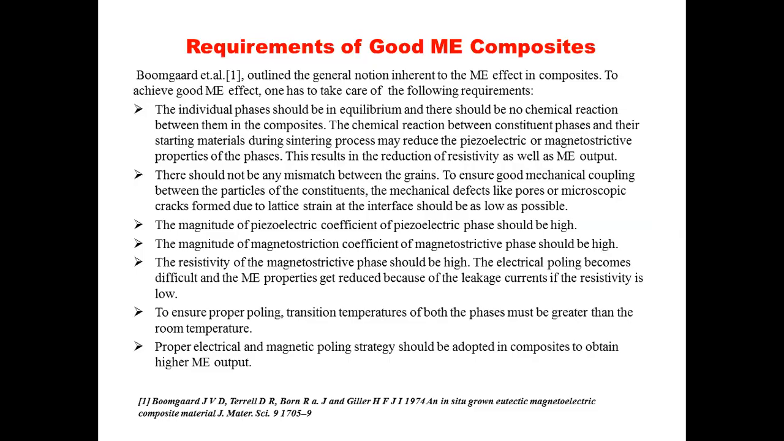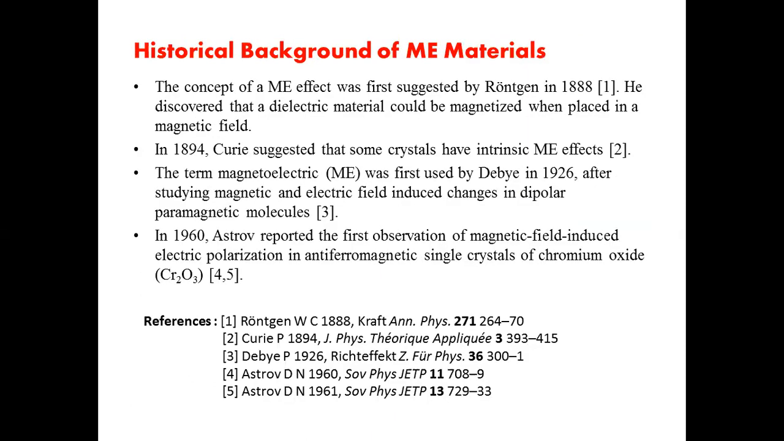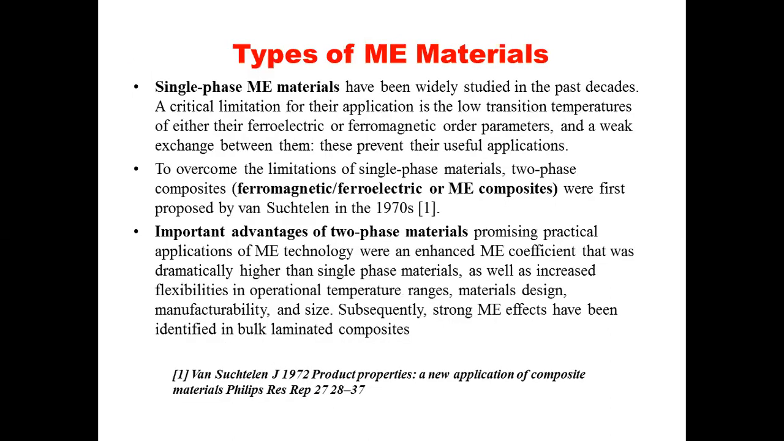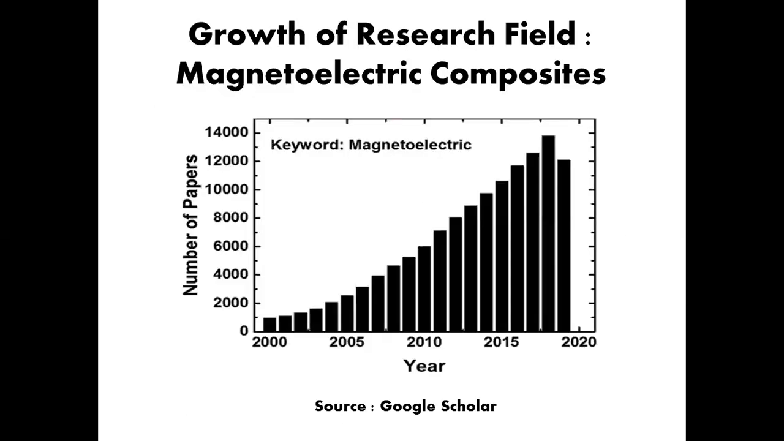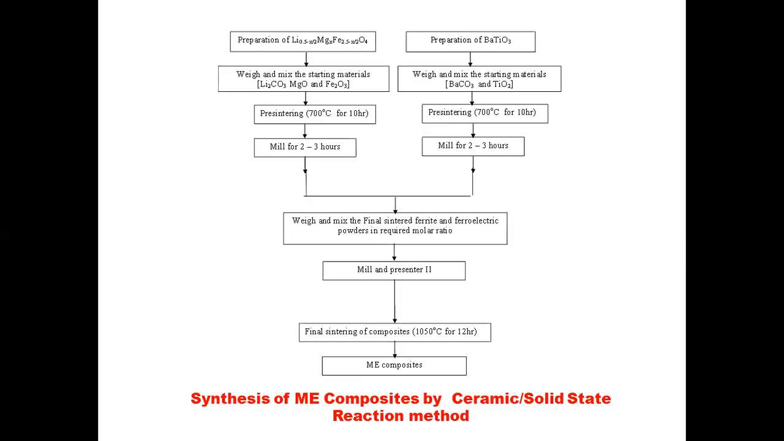And these are the requirements for good ME composites, and we have seen the historical background of these ME materials. There are two types of ME materials. One is the single phase material, and the other one is the multi-phase material or the magnetoelectric composites. And this was the growth of the research field, the magnetoelectric composites field, which shows the number of papers published during these years.